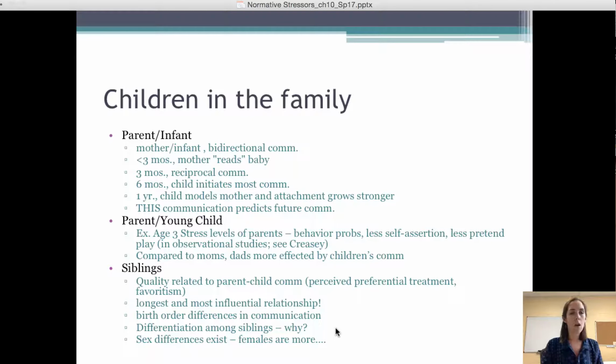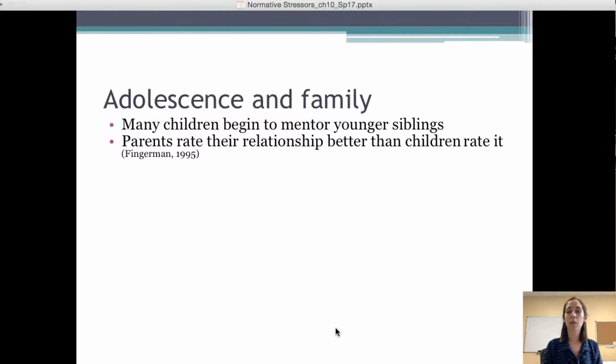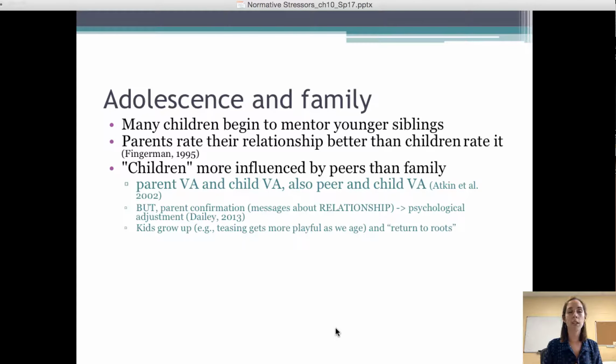Sex differences exist. Females are more involved in their relationships, and we've talked about that a bit throughout the semester, but please don't inflate these trends. Adolescence and family. Many children begin to mentor younger siblings when they're adolescents. Parents rate the relationship better than children rate it. This is across the board, all ages. Children are also more influenced by peers than family during this stage than they have ever been before.